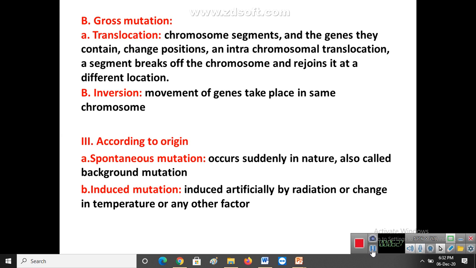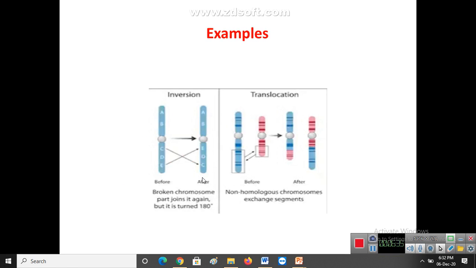Second type of gross mutation is inversion. The movement of gene takes place in the same chromosome. This is the diagram of the inversion gross mutation. Before the mutation, the genes present on the chromosome, their sequence is A, B, C, D and E. But after the mutation, the sequence became A, B, E, D and C. So the two genes E and C, their place is inverted, resulting in the mutation known as inversion.